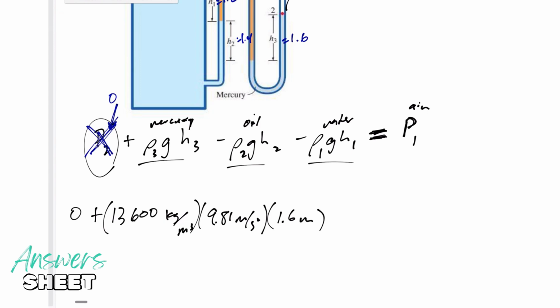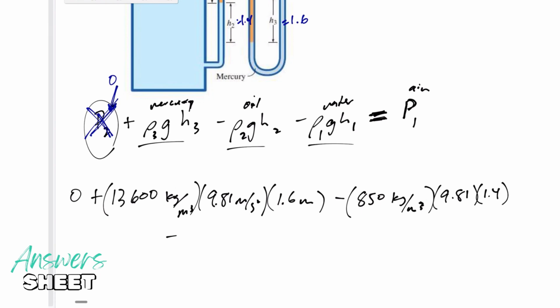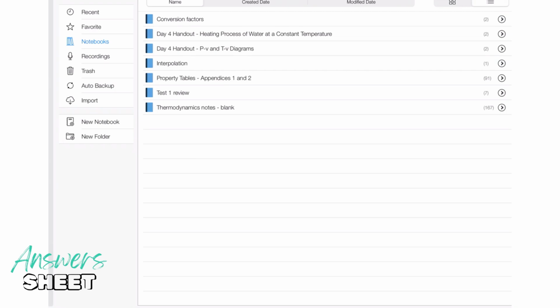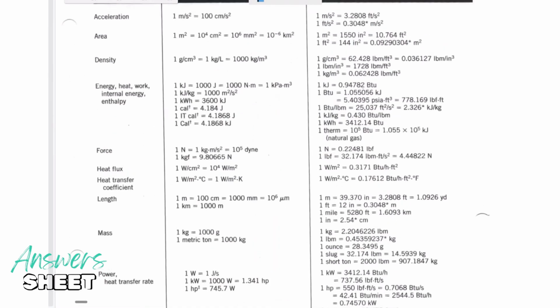Should I just divide it by 1,000, or will y'all know when I'm going to divide it by 1,000 to get kPa? All right, minus rho GH of oil. The oil, 850 kilograms per meter cubed. Gravity, 9.81, and the height of 1.4. And then minus water. Water, its density is 1,000 kilograms per meter cubed. Now, I do expect you to know that. You could have it on your formula sheet, of course. But the density of water, 1,000 kilograms per meter cubed, that's on your formula sheet, on conversion factor.